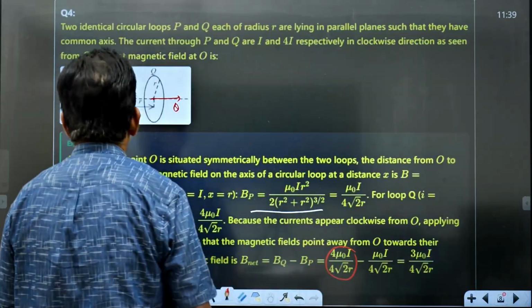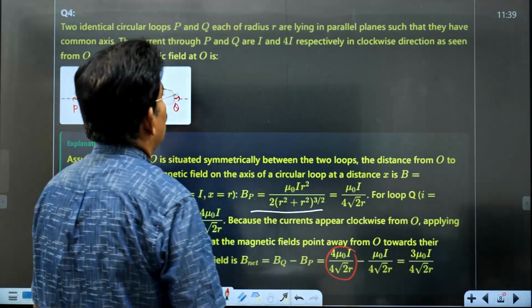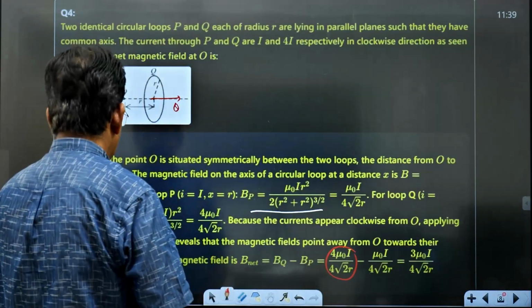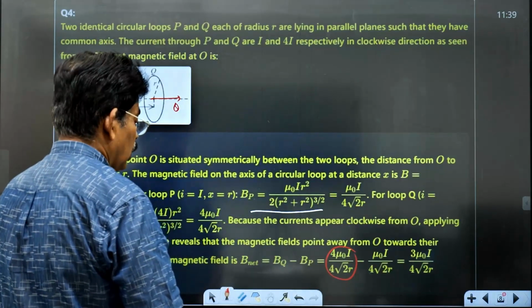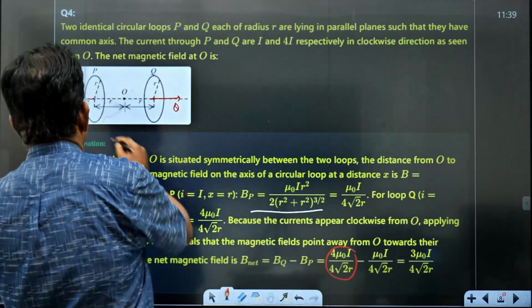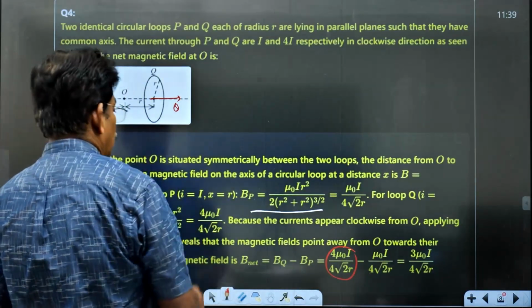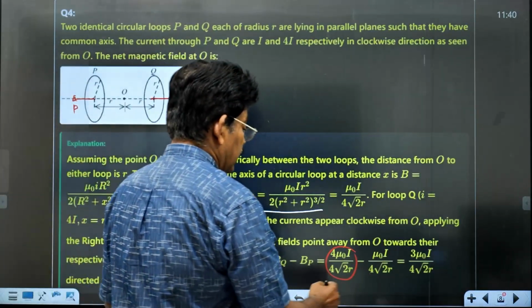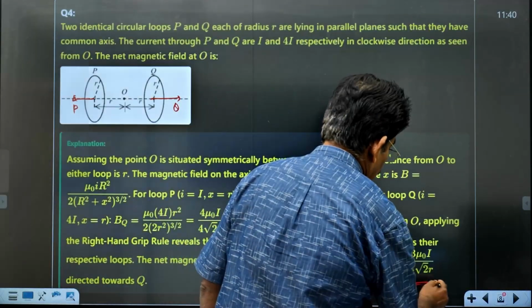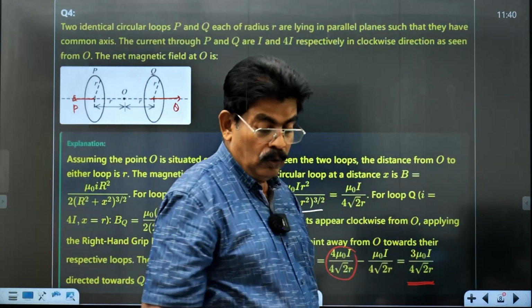Both the fields are in what direction? Both the fields are in the same direction. Therefore, opposite direction. One is towards P, the other is towards Q. We have to calculate the net. Net will be 3 mu 0 I by 4 root 2 R.